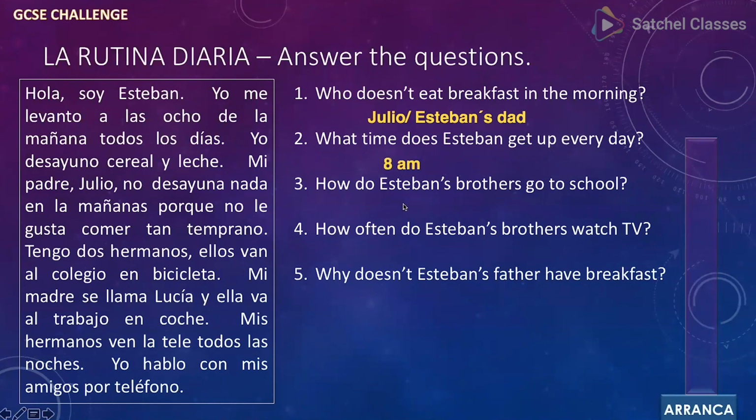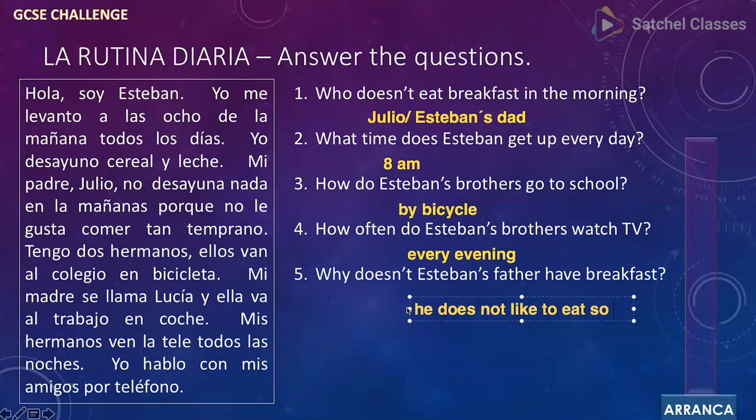How does Stefan's brother go to school? Well, according to that, they go by bicycle. How often do Stefan's brothers watch telly or TV? They do it every day or every evening. And why doesn't Stefan's father have breakfast? Well, because he does not like to eat so early. And that's the answer for that question. Very well done.